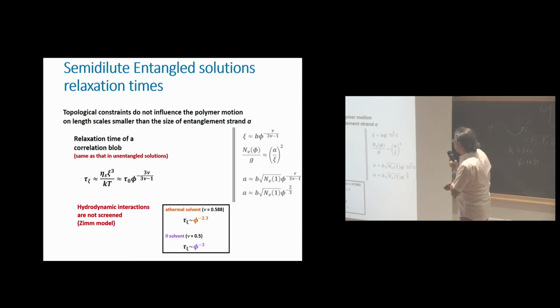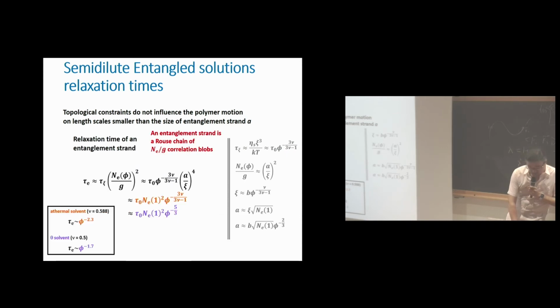Okay. And for the relaxation times, topological constraints do not influence the polymer motion on length scales smaller than the size of the entanglement strand. So entangled or even cross-linked, it's the same. So you can always use the relaxation time of a correlation blob. We saw it for the unentangled solution, so this is the same. This is the Zimm relaxation time for the blob size xi. This means you have a concentration dependence with exponent of -2.3 for a thermal solvent and -3 for a theta solvent. This is the same as what I previously showed.